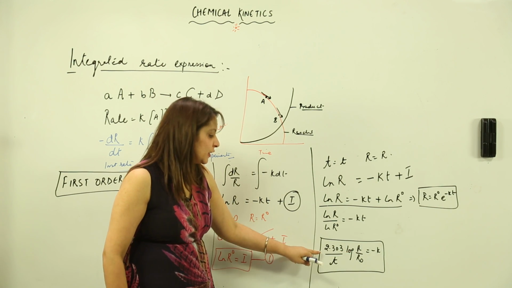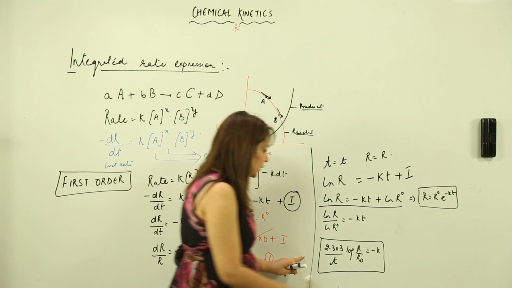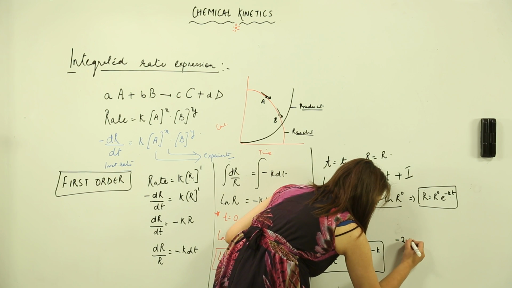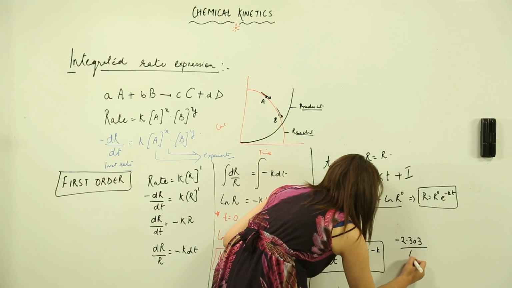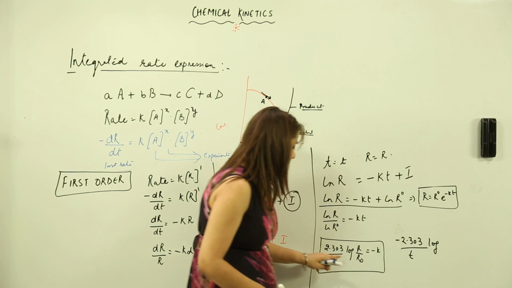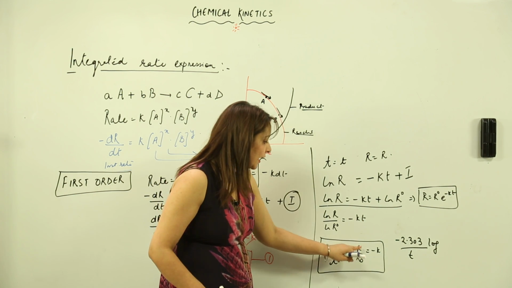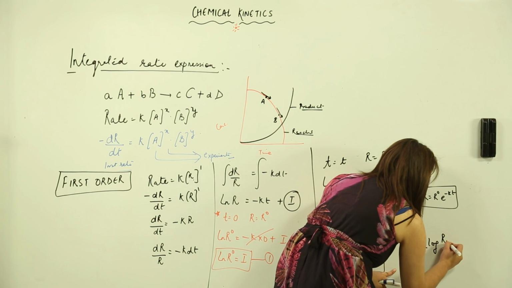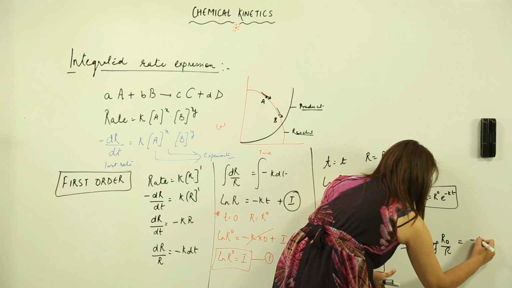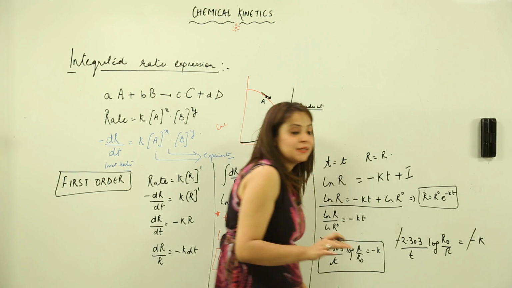So when I change their position, I am going to prefix the negative sign. So see what I am going to do, I am going to write minus 2.303 divided by t log, because I have written the negative sign, so this R upon R naught now becomes R naught upon R, and this is minus K, and this minus minus just cancels out.